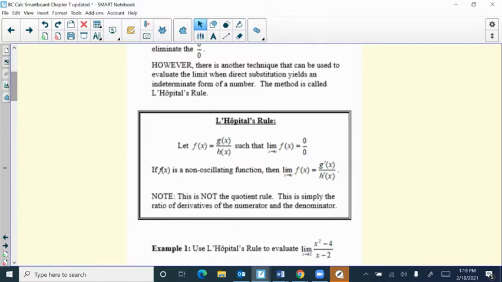If you are trying to evaluate a function that can be represented as a quotient, and its limit value is 0 over 0, as long as it's not an oscillating function, so watch out for death by oscillation, then the limit of that ratio is equal to the limit of the comparison of their derivatives. Notice it's not the quotient rule, you're just comparing their rates. The idea is to see whose rate is faster, and that will help you determine the behavior of the function.